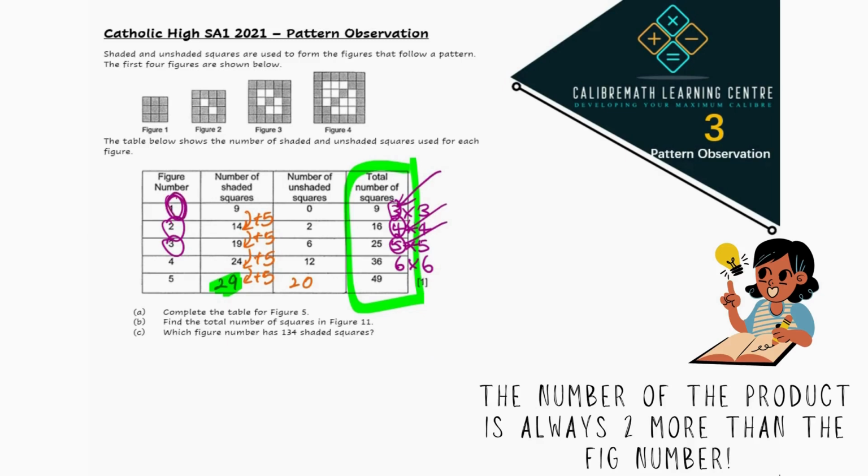So if we are finding the total number of squares for figure 11, we will need to add 2 to figure 11, and that gives us 13. And then we can use 13 to multiply by 13. So we get the answer to be 169. So the answer for part B is 169 squares for figure 11.